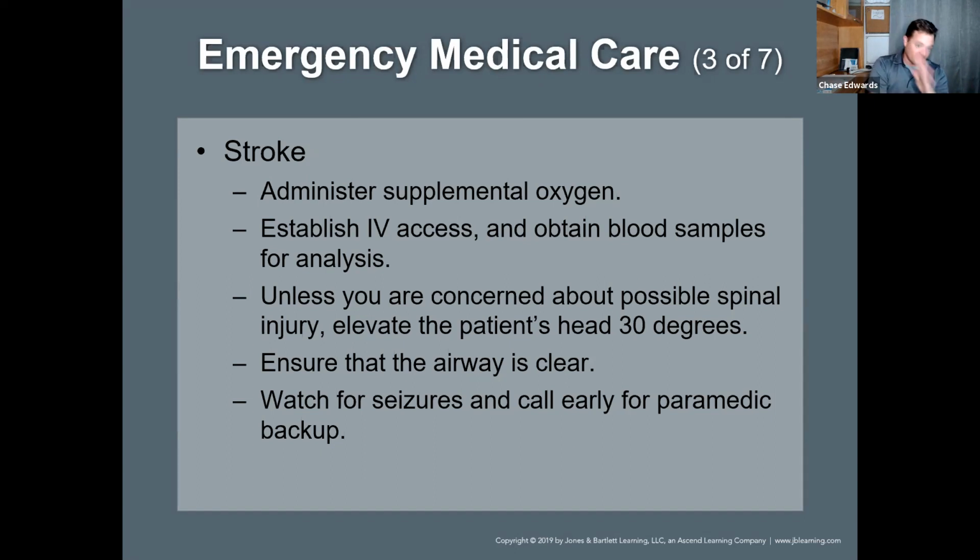So, stroke. You want to assume that a patient with TIA or stroke symptoms is experiencing a stroke, always. You're with that patient. You're going to administer supplemental oxygen. You're going to establish IV access and obtain blood samples for analysis. Some patients have that in the CBGs. Yes, that's going to be an important part.